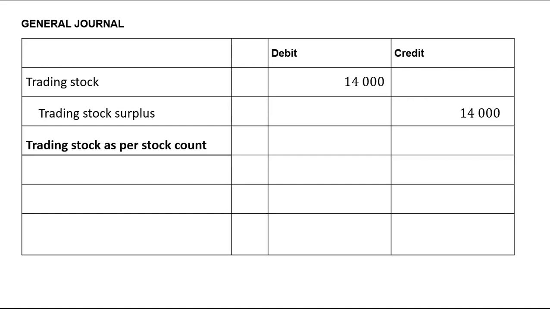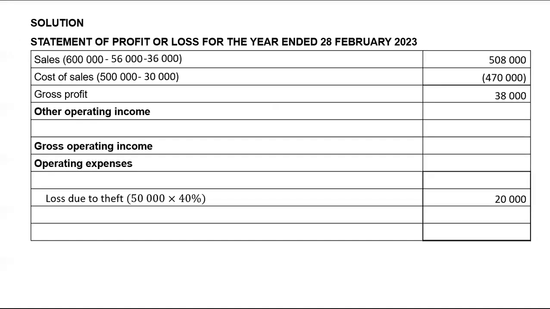All right. Before I even get to the last one, that trading stock surplus in our income statement we will record under operating. Oh, I forgot to record donations, which is under expenses. We'll record it under other operating income.